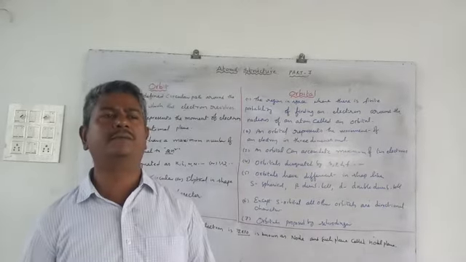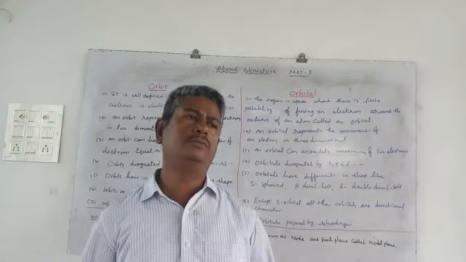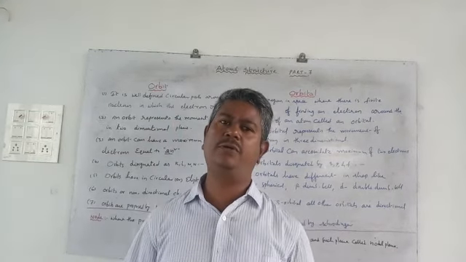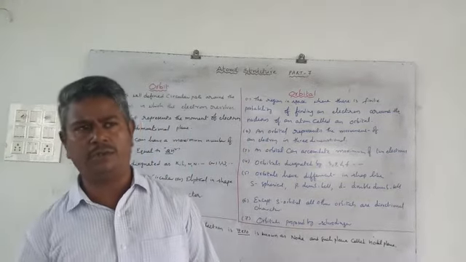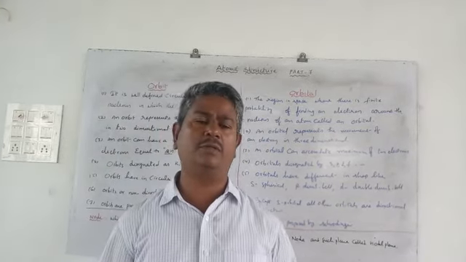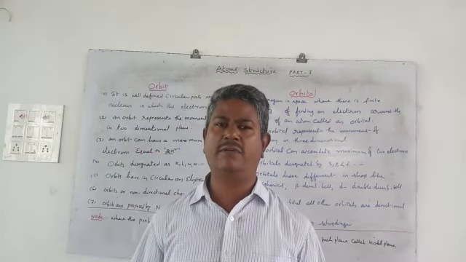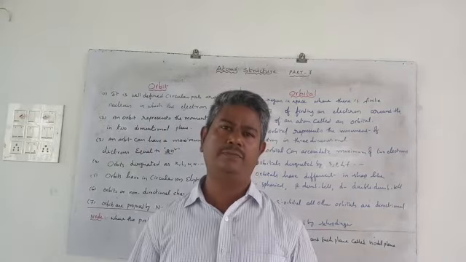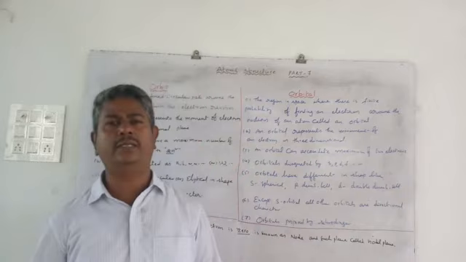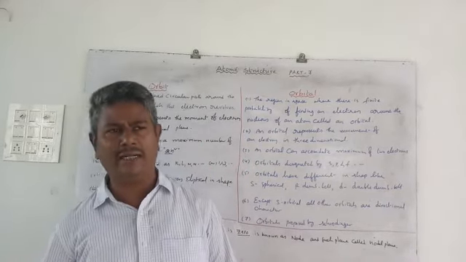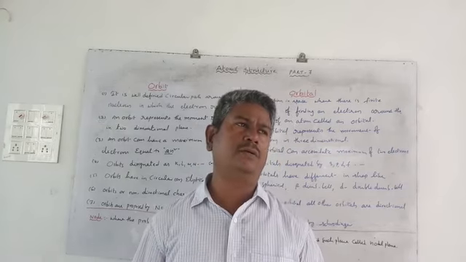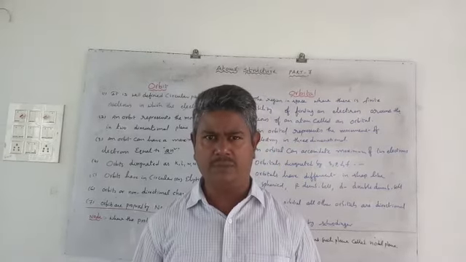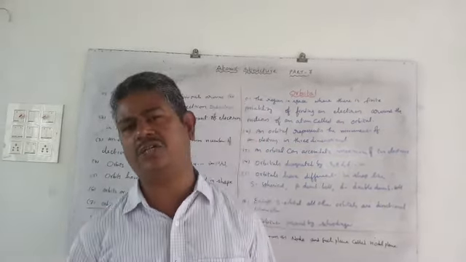Good afternoon, students. Till now, we have completed 6 videos about atomic structure on different areas. Now, in this part, we discuss the difference between orbit and orbital, how to write the electronic configurations, and while filling the electronic configurations, what rules are followed. That will be discussed in this session.